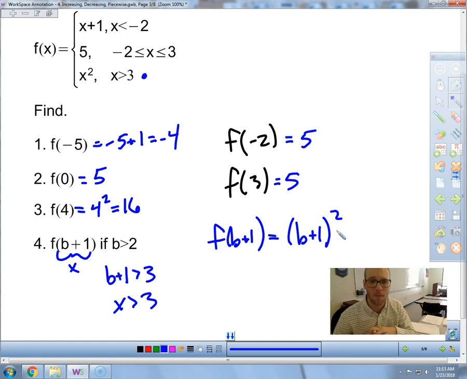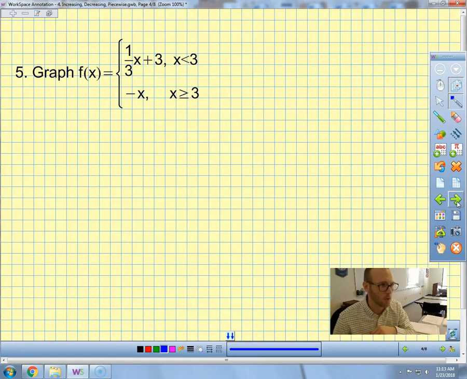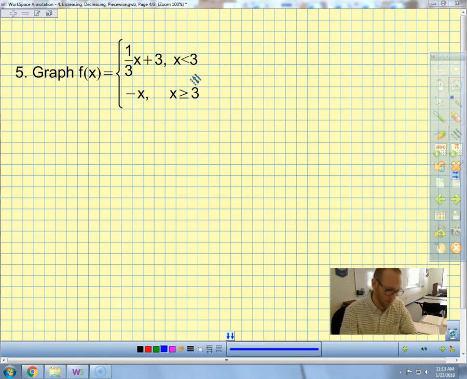I think the graphs get even more interesting. So let's look at some graphs here. Let's graph a piecewise function where f of x is 1/3 x plus 3 for x's that are less than 3, and f of x equals negative x for x's that are greater than or equal to 3.